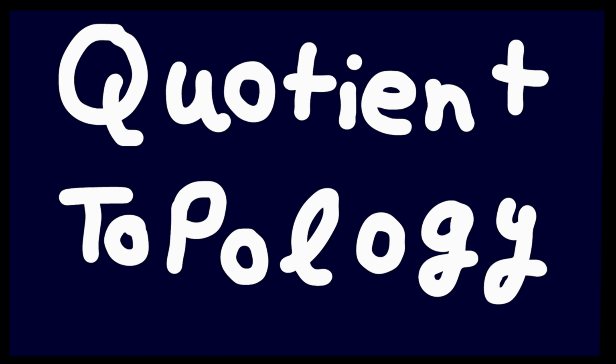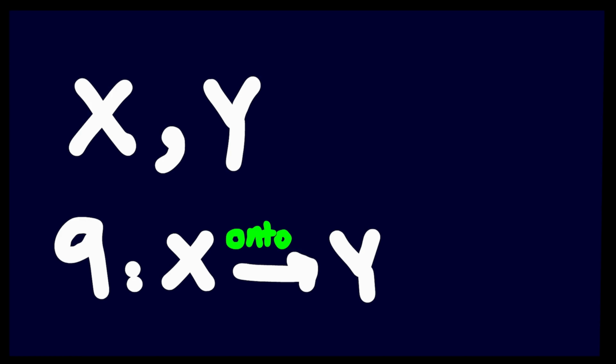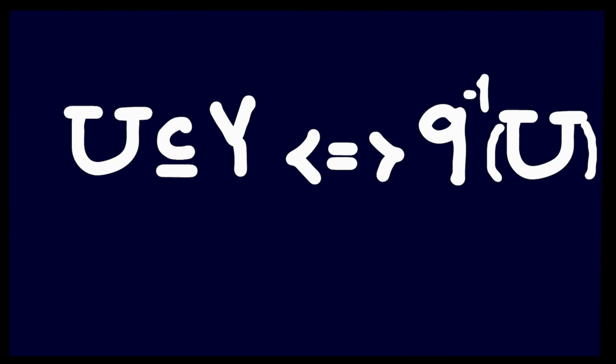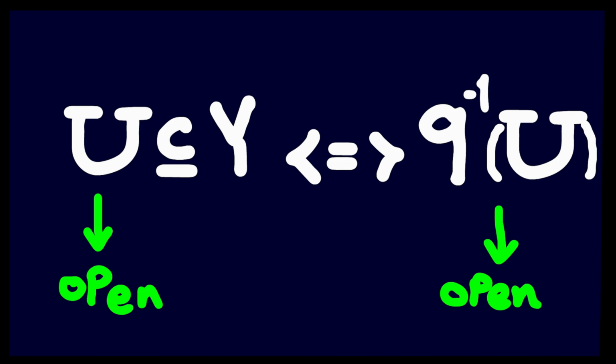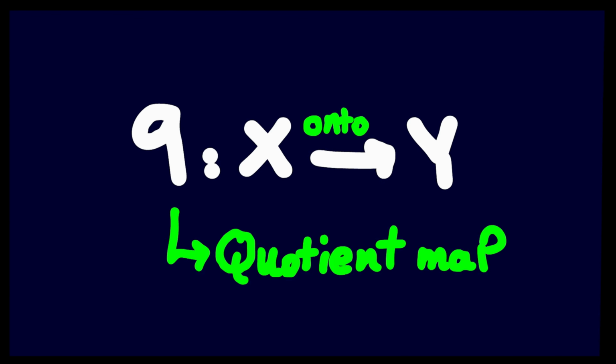What's the quotient topology? Well, if you have topological spaces X and Y, and Q is a surjective map from X to Y, then we can define a topology on Y by declaring a subset U to be open if the Q inverse of U is open in X. This is called a quotient topology, and you can indeed prove that this is a topology. We call Q here the quotient map.